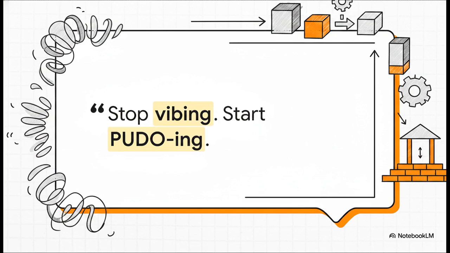The creators of this system summed it all up with a really punchy, memorable message. Stop vibing, start PUDOing. I love that. Relying on vibes or just winging it with AI is a recipe for disaster, especially as your projects scale up. In an AI-driven world, structure and discipline will always outperform improvisation. That is what safely delivers your product to the users.